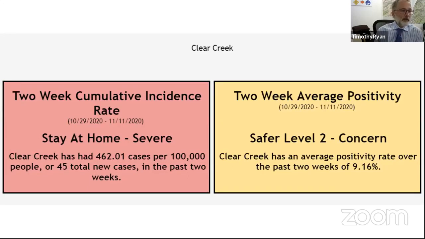Our 2-week cumulative incident rate is now at 462 per 100,000. That likely will be going up by tomorrow when you take into consideration the 14 cases we have today alone. And our test positivity rate is now above 9%. It's 9.16%, slightly lower than the state average, which is 12%, but about 9 times higher than it was just a few weeks ago.